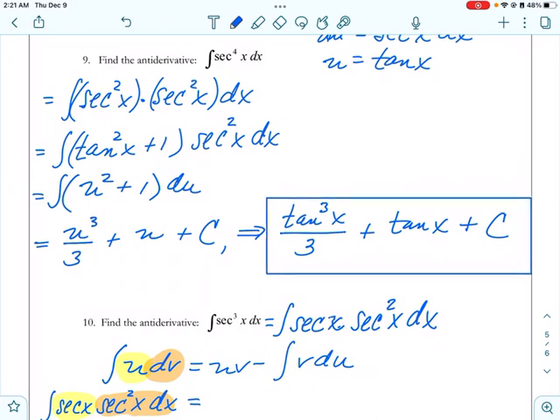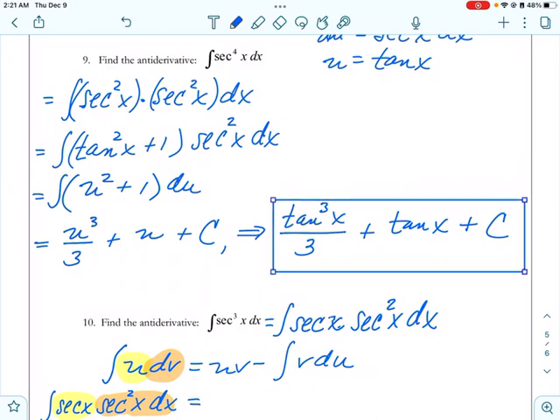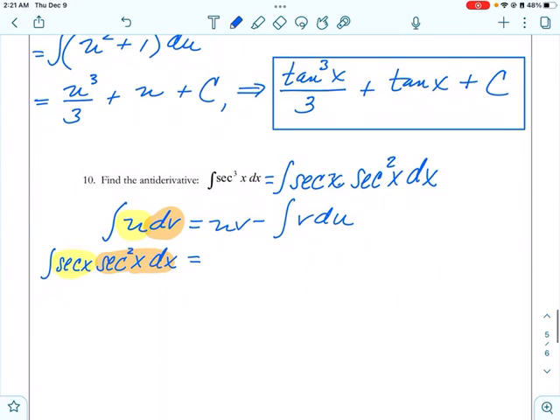I'm going to try to finish up this last problem. It's kind of a cool problem. I'm going to use integration by parts with this. So I'm going to look at this problem. I'm going to say, all right, it's got an extra secant here, and I don't have secants mixed with tangents, so I'm going to try integration by parts.